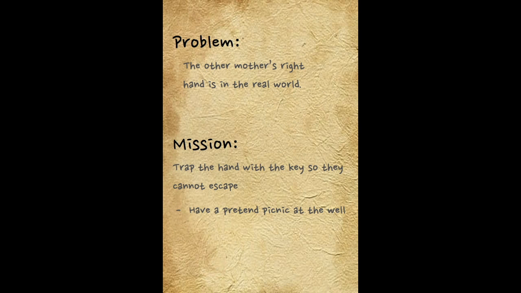All right, our next problem is the other mother's right hand is in the real world. If we remember back in the novel, the other mother swore on her right hand that she would play fairly, and she obviously didn't, but Coraline did still escape with her parents and the other souls of the children. So the mission for this is she's going to trap the hand with a key so they cannot escape. So basically, she's going to have a pretend picnic at the well, because she does not want the other mother's hand running around in the real world, and she certainly does not want anyone else to find that key and get stuck in the other world.